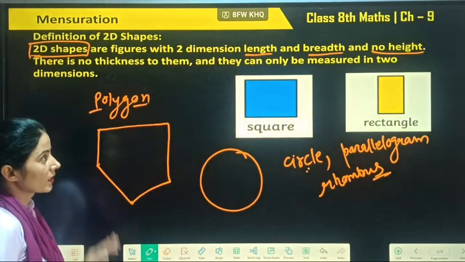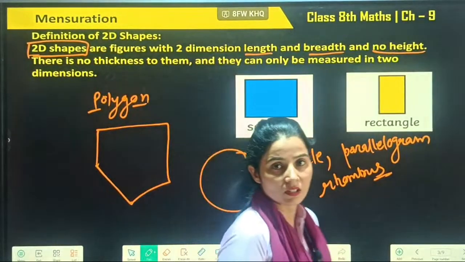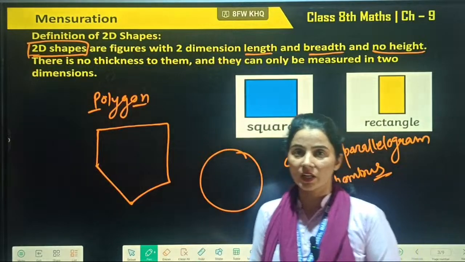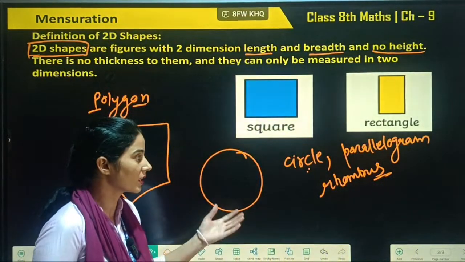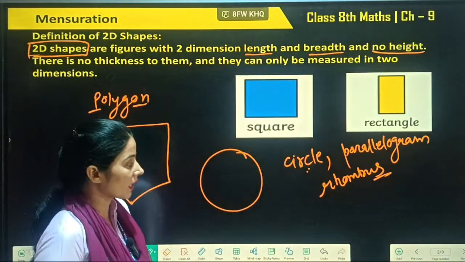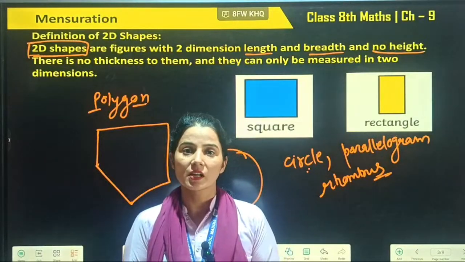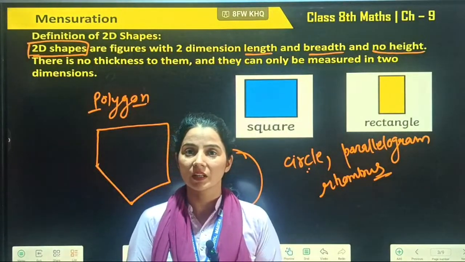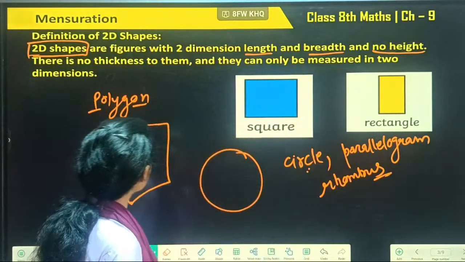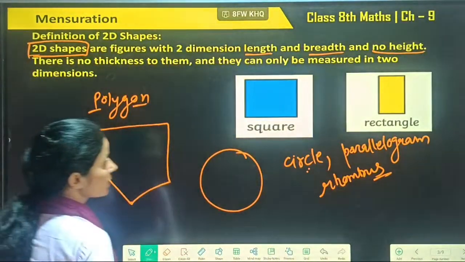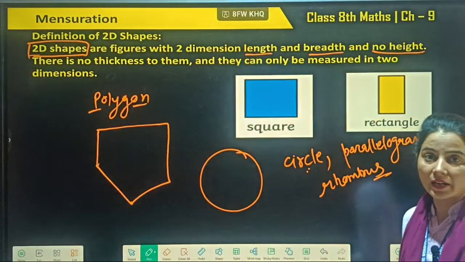Now all these polygons are 2D shapes, and some special shapes that we are going to discuss in this lecture are square, rectangle, parallelogram, rhombus, trapezium, circle. These are 2D shapes. In this whole chapter, we will center around finding perimeter and area of 2D and 3D shapes. Let us see. About this square and rectangle, I want to find out their perimeter and area.